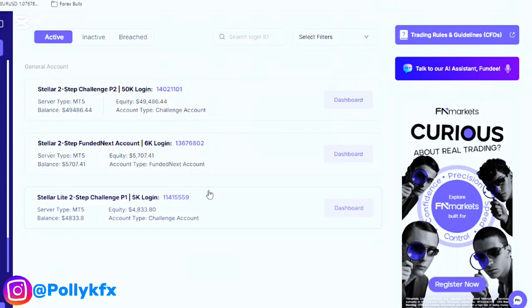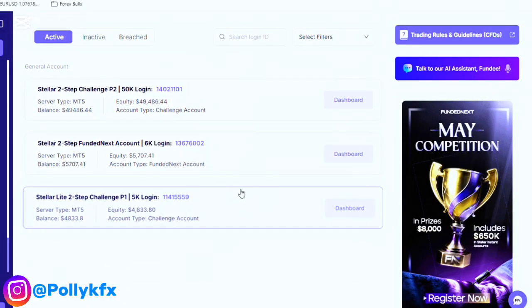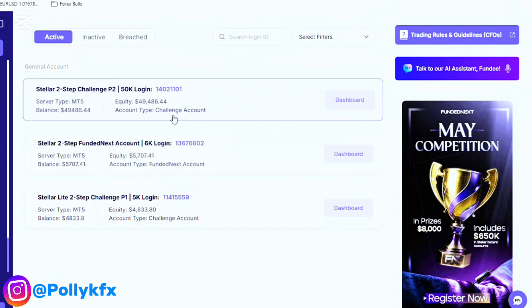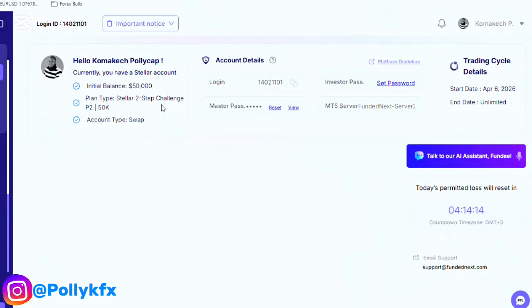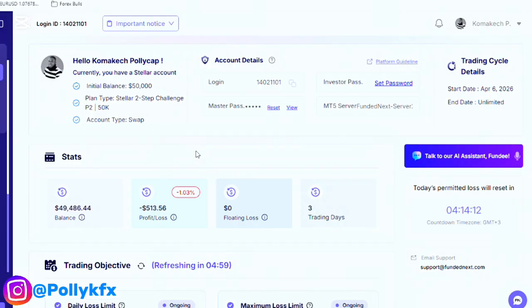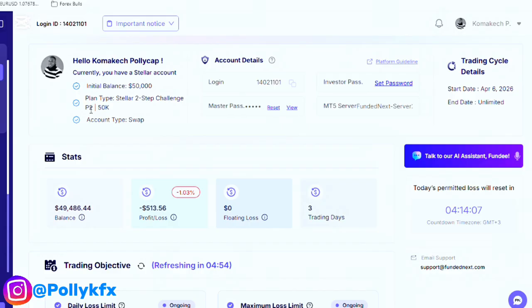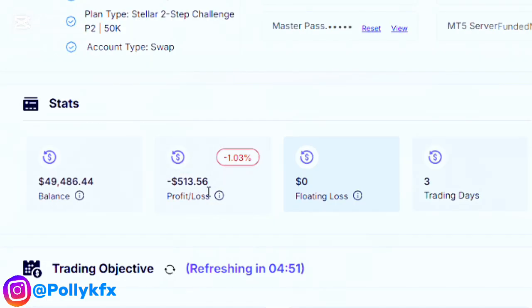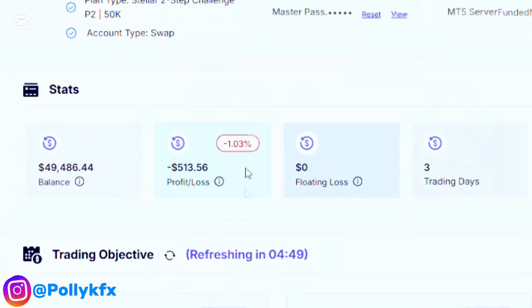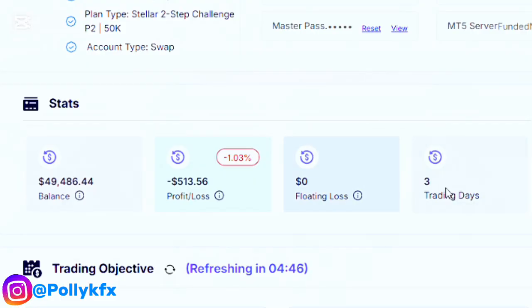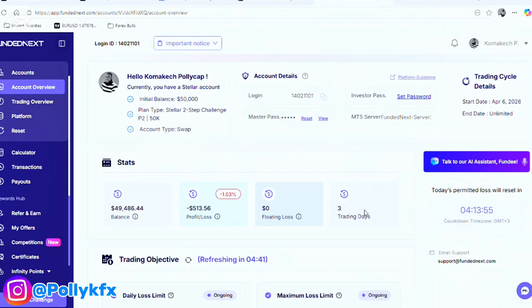Then my accounts, I have 3 accounts. The first account here is the 50k. It is in phase 2, but this Fundednext is also loading slow nowadays. This is the 50k phase 2, as you can see here, and I'm down 1% on that account. Took 1 trade, but the other 3 trades were just to keep the account active, because I'm not seeing much setup on Gbpusd. Imagine, the whole month on Gbpusd I had only 1 trade, crazy.